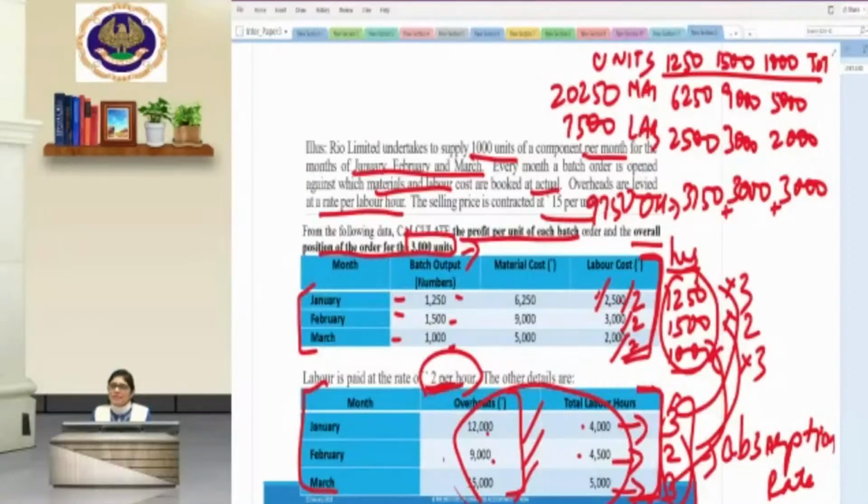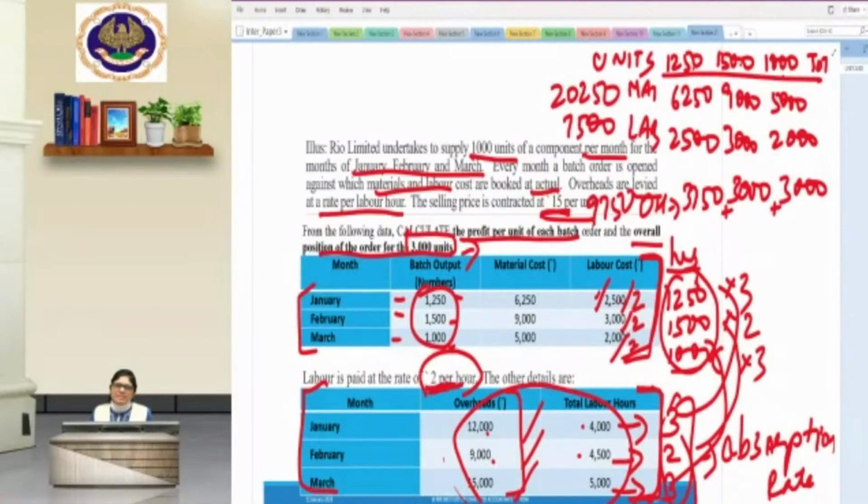We know the selling price per unit. That is 15. Can you calculate the sales? We have the units for every month. So 1250 into 15, 1,500 into 15, 1,000 into 15. Calculate the sales month-wise and the total. And calculate the profit also.